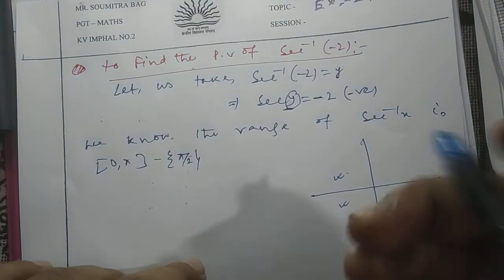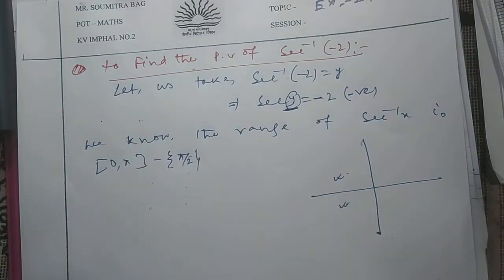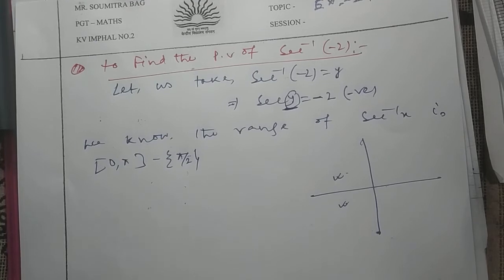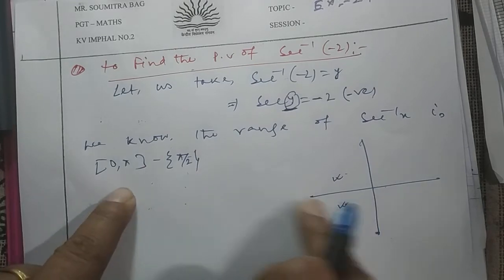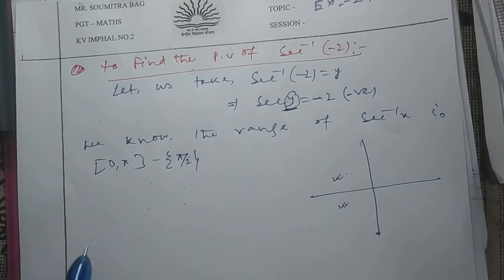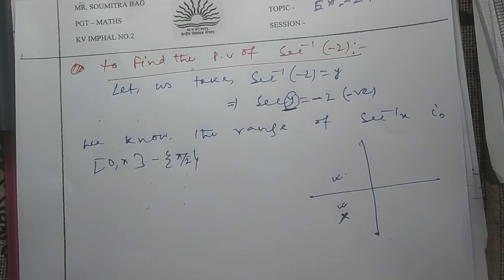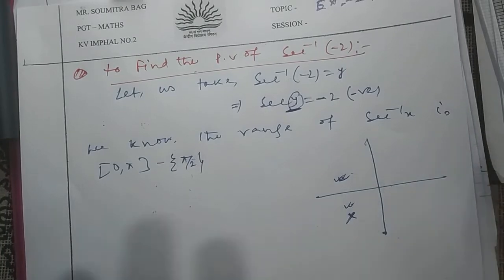Now, if we take the angle y in the third quadrant, it will be crossing the range. Then in this case, we cannot get the PV. That's why we cannot take the angle in the third quadrant. Again I am saying, if we take the angle y in the third quadrant, it will be crossing the range, so we will not get any PV. That's why the third quadrant is cancelled. That means it is confirmed the angle y will belong to the second quadrant. Correct? So it is confirmed.